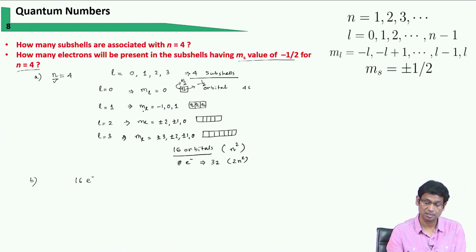4p will have 4px, 4py, 4pz, 4d will have 5 orbitals, 4f will have 7 orbitals, and if I fill all the electrons, I can fill 32 electrons, out of which 16 will be up spin or the alpha spin, ms equals plus half. The remaining 16 will have beta electron, which will have ms equals minus half. So this question concerns the quantum numbers of an electron.